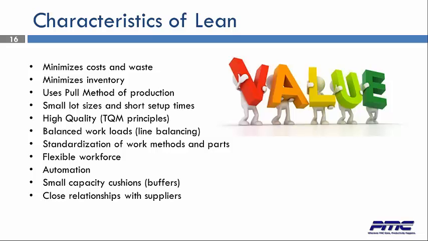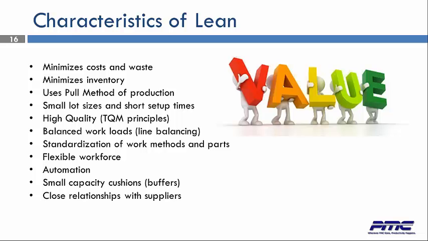So how do you know if your company is marching towards lean, or how do you say a facility is marching towards lean? These are some of the characteristics of lean which would tell you if your system is going through lean or not. A lean system always minimizes costs and waste. If you minimize the waste, you have reduced costs. It minimizes the inventory levels in your facility. It uses pull method of production, which we'll discuss in quite a while.